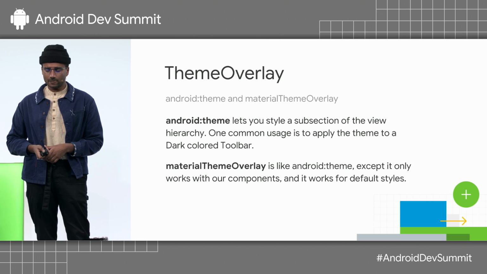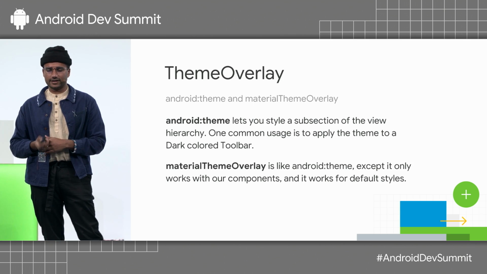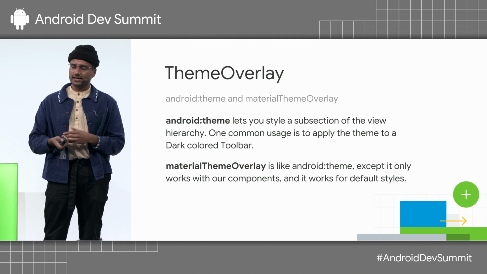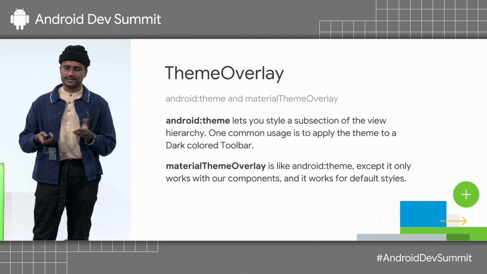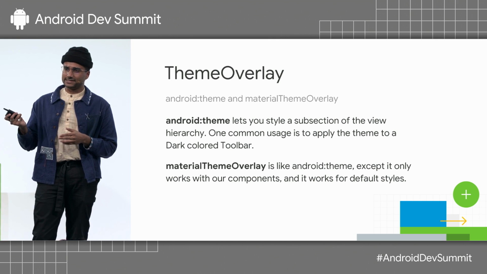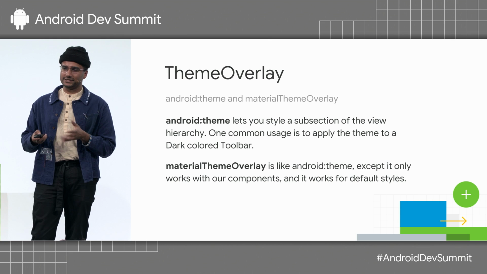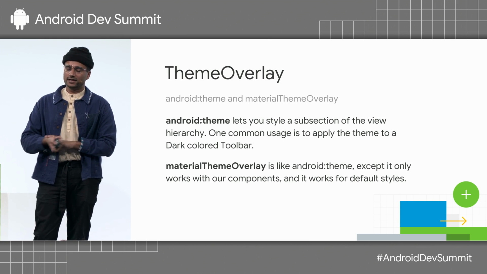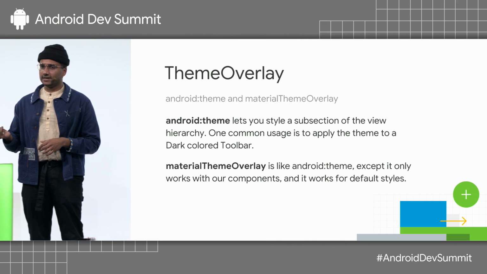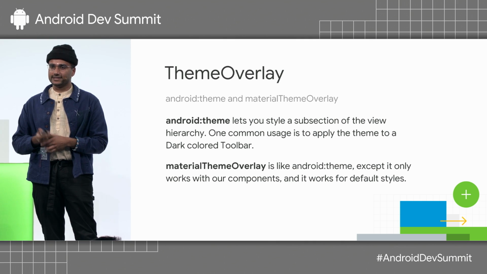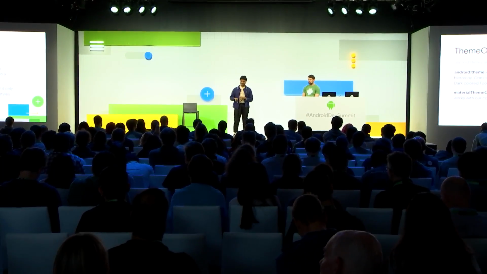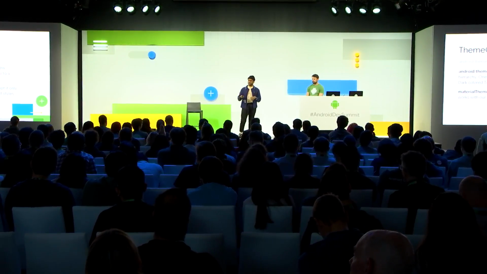And so material theme overlay, you might have heard of Android theme. It's the way you can style a subsection of your view hierarchy. And one common usage of this is to style, say, a dark colored toolbar in your app. The shortcoming of Android theme is that it doesn't work in default styles. So for instance, if you wanted to style all of your cards, you can't really set Android theme. So material theme overlay is an attribute that we've defined that's supported by our components, and it does work in default styles. So you can set this in your default styles for your components and have it theme the subviews of your components.